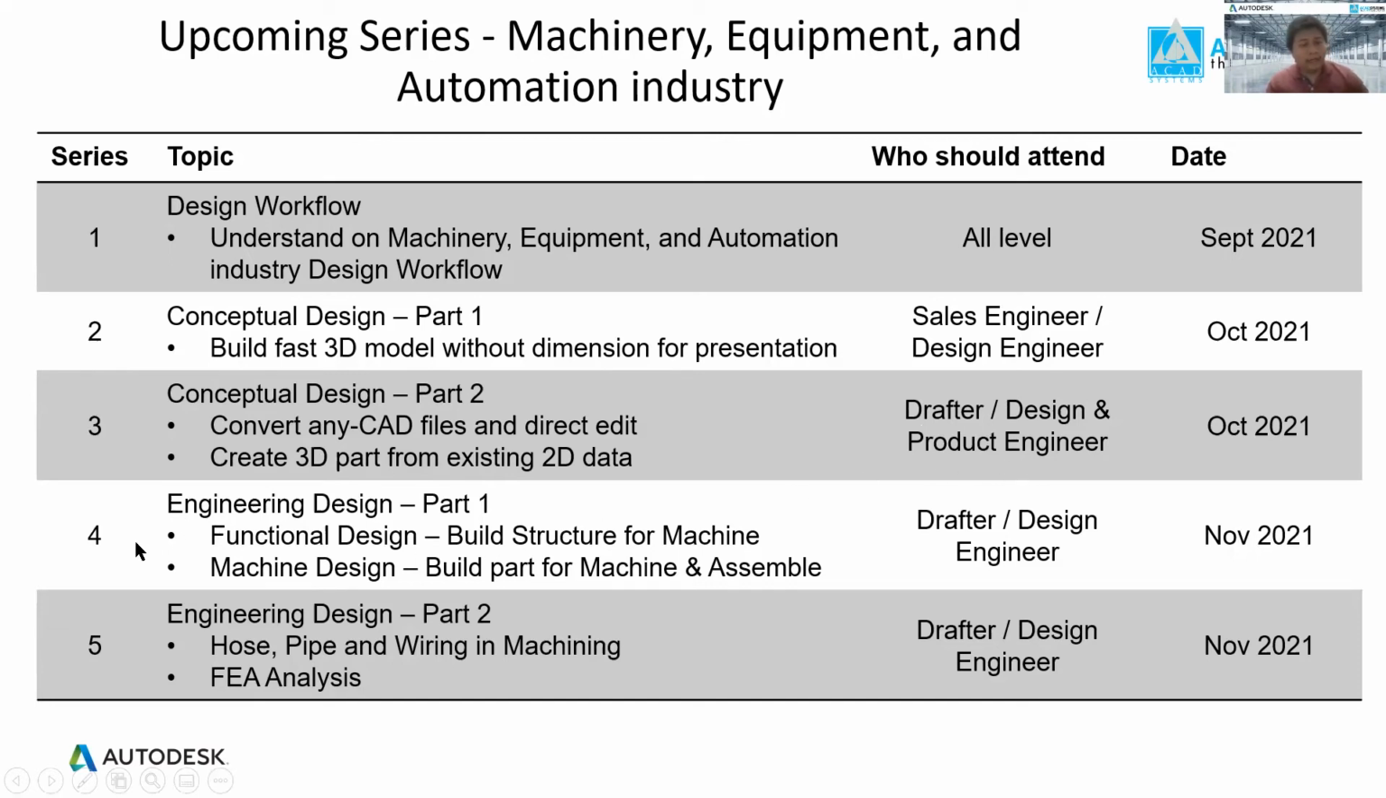Okay, for the fourth one, engineering design part 1, we will cover 2 major topics, which is how to create a structure for machines, and how to create parts for machines and create assemblies. I believe these 2 topics are also general for those creating designs using AutoCAD or Inventor or other software. So you will learn a lot of things that might be related to your scope. Okay, the fifth series is a little bit specific to people creating hose, piping, and also wiring.